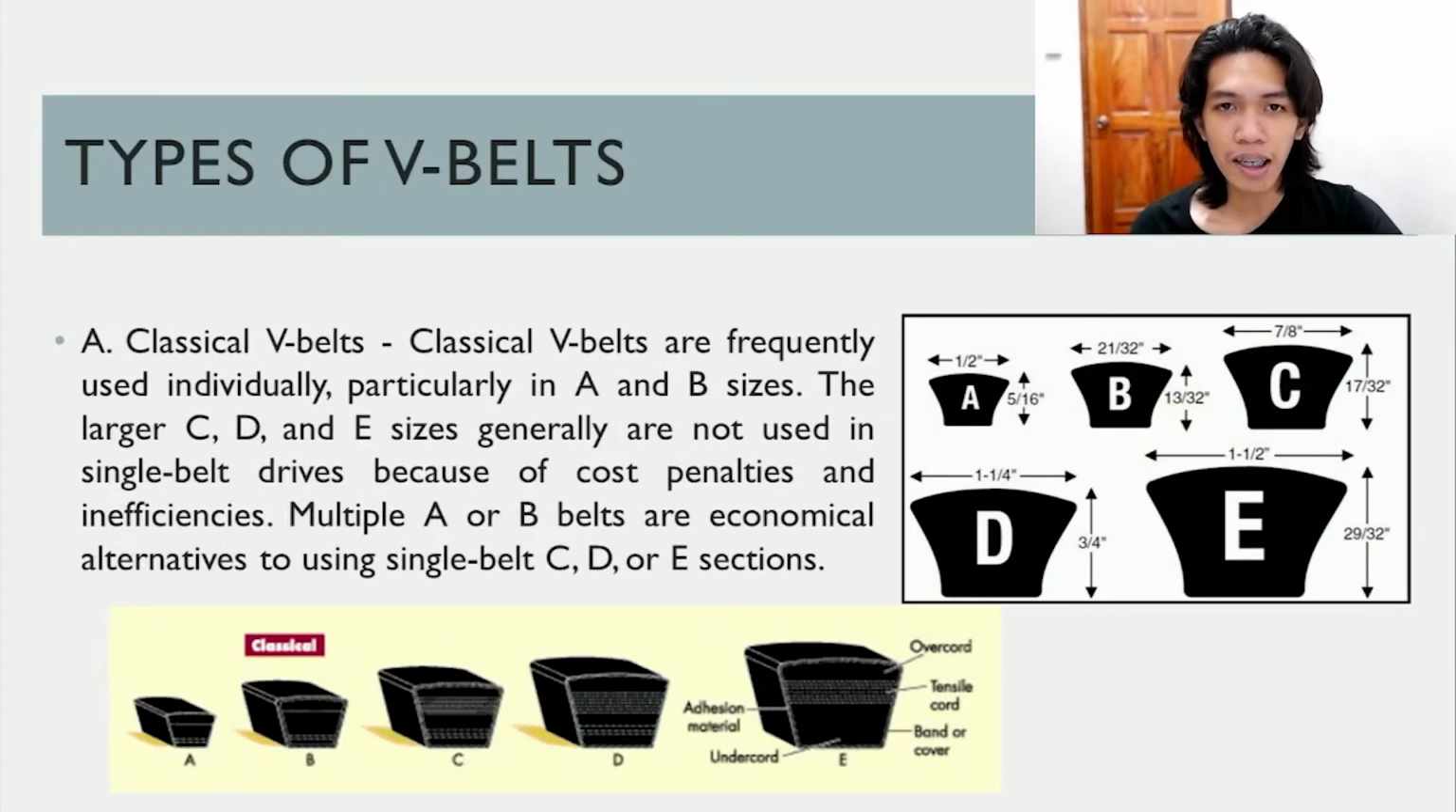A. Classical V-belts. Classical V-belts are frequently used individually, particularly in A and B sizes. The larger C, D, and E sizes generally are not used in single belt drives because of cost penalties and inefficiencies. Multiple A or B belts are economical alternatives to using single belt C, D, or E sections.